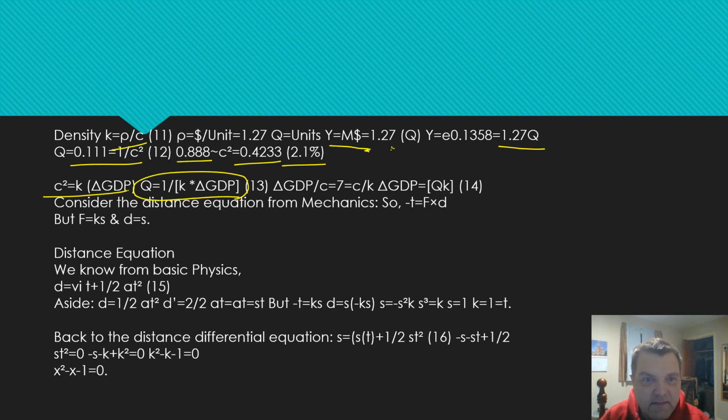And delta GDP divided by C is equal to 7. And which is equal to C over K times delta GDP, which is equal to Q times K. So consider the distance equation from mechanics.